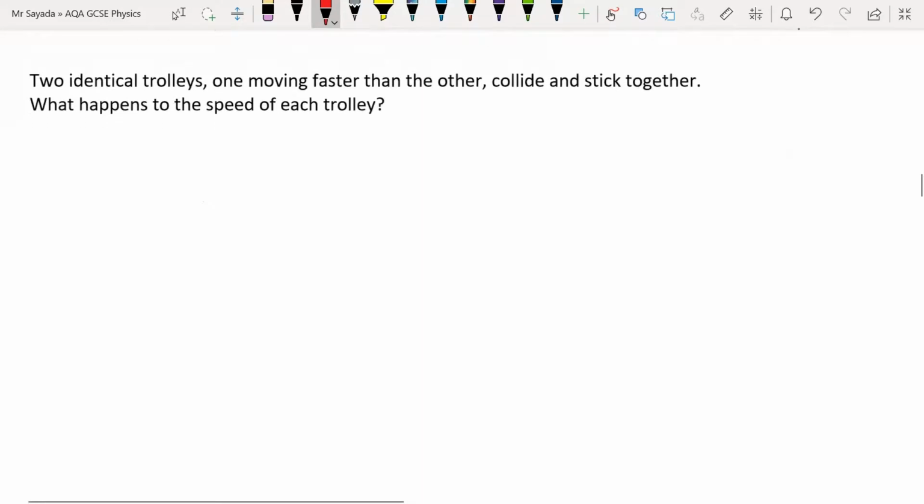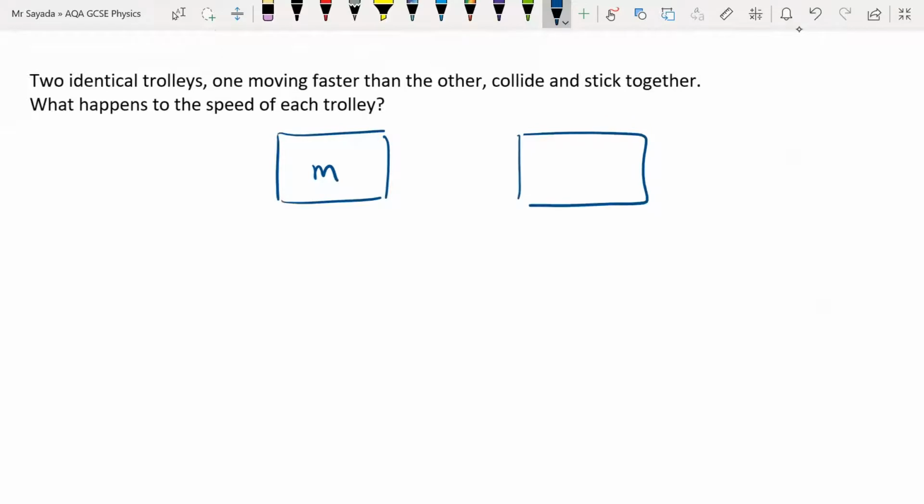Pause the video, write down your thoughts to this one, press play once you've done that. You should have now written your thoughts to this one. So we still have two identical trolleys, both with a mass m. This time one is moving faster than the other. So let's make this one a big V, and this one a little v. And they collide and stick together.